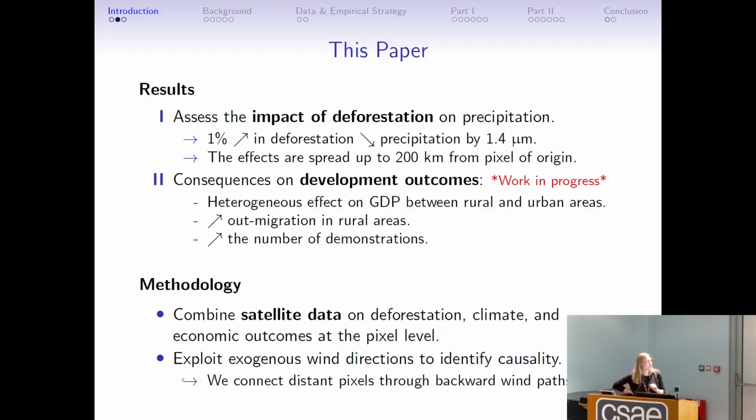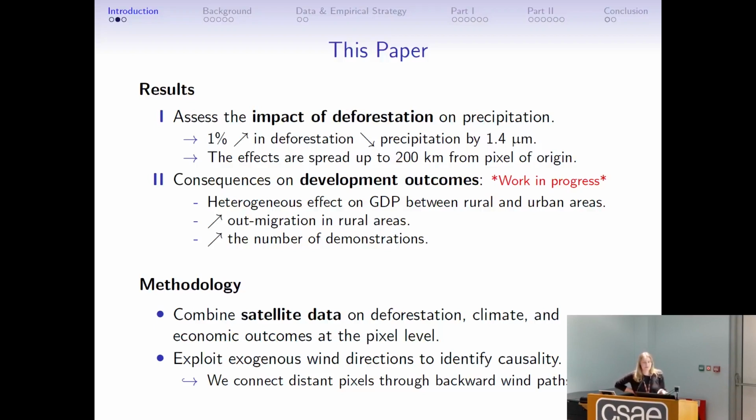And in the second part of our analysis, we are going to work on the consequences on the development outcomes. So this is still work in progress, so any feedback will be more than welcome. We show that there is a heterogeneous effect on GDP between rural and urban areas. We show that there is an increase in out-migration also in rural areas. And more broadly, an increase in low-intensity violence events, such as the number of demonstrations and protests.